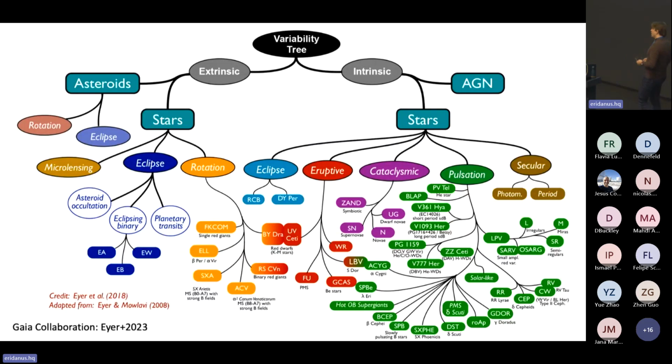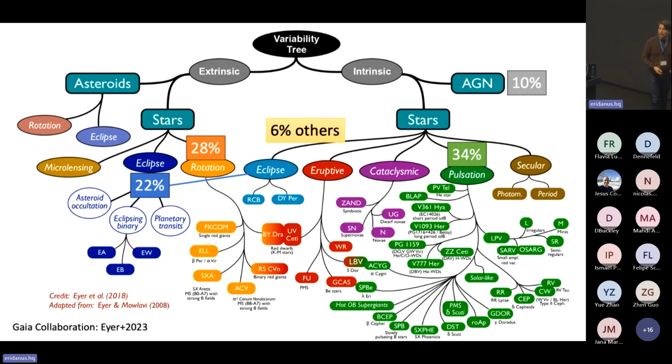And to give you an idea of the relative distribution of these types of sources, we can look at what Gaia DR3 actually assigns in terms of classifiers. So of the 10.5 million, 10% turn out to be AGN. Okay, these are not stars, but we have about 34% pulsating stars, 28% rotating, 22% eclipsing, and all the rest is 6%.